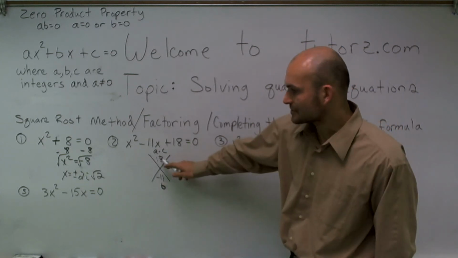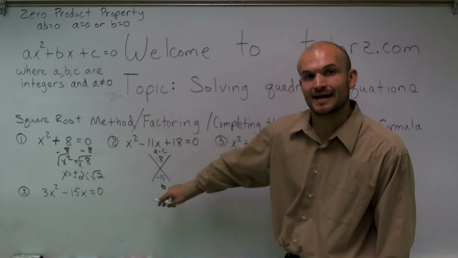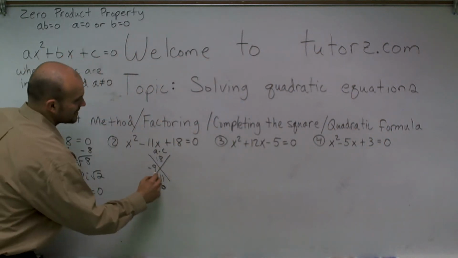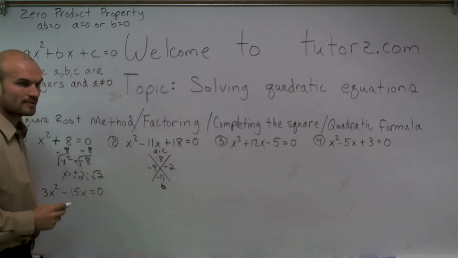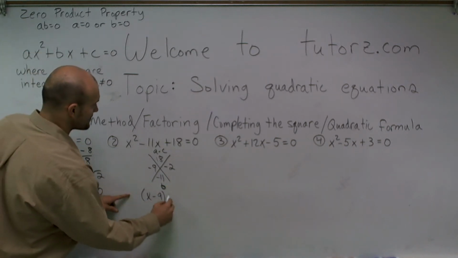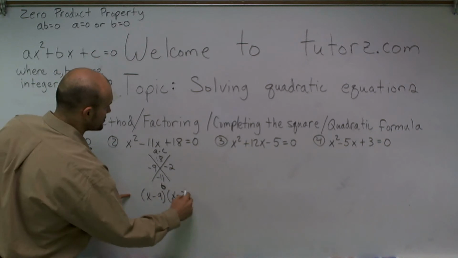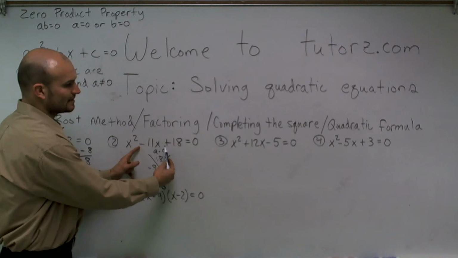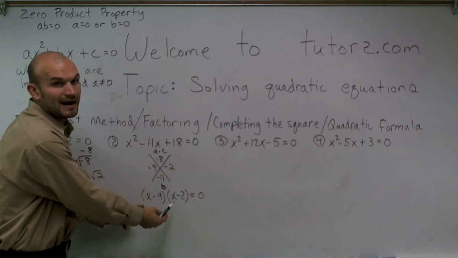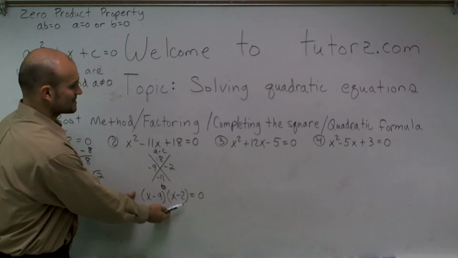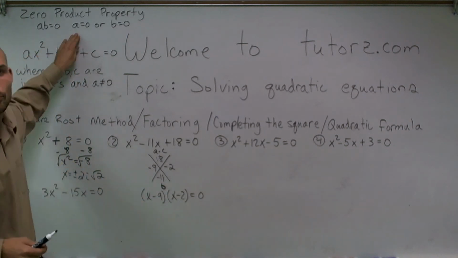And your two factors of 18 that add up to negative 11 would be negative 9 and negative 2. Therefore now I can write this as x minus 9 times x minus 2 equals 0. So what I've done is I've rewritten this quadratic as two binomials multiplied by each other. Now, the reason why I want to do this is because now I can use the zero product property.